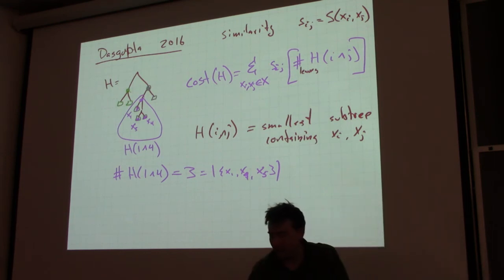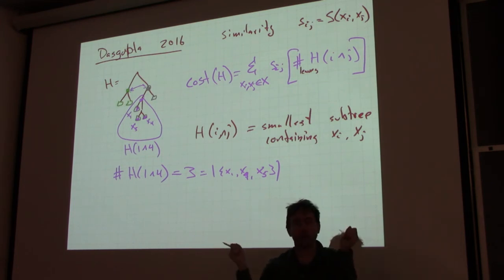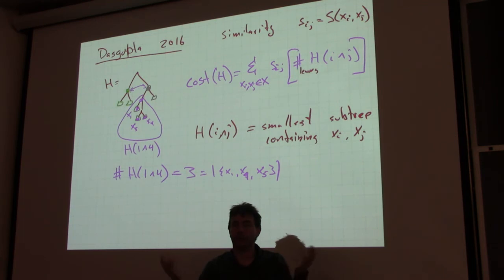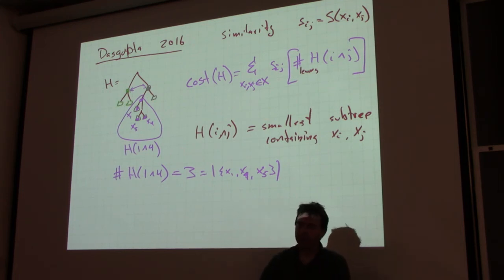Anything that goes across the green and the gray subtree, any pair that goes across there, the number of leaves is going to be all of them. It's going to be all n, right? So I'm going to have some of those, but I don't want to have those. I only want to have small similarity. Okay, and so this is a pretty reasonable cost function.